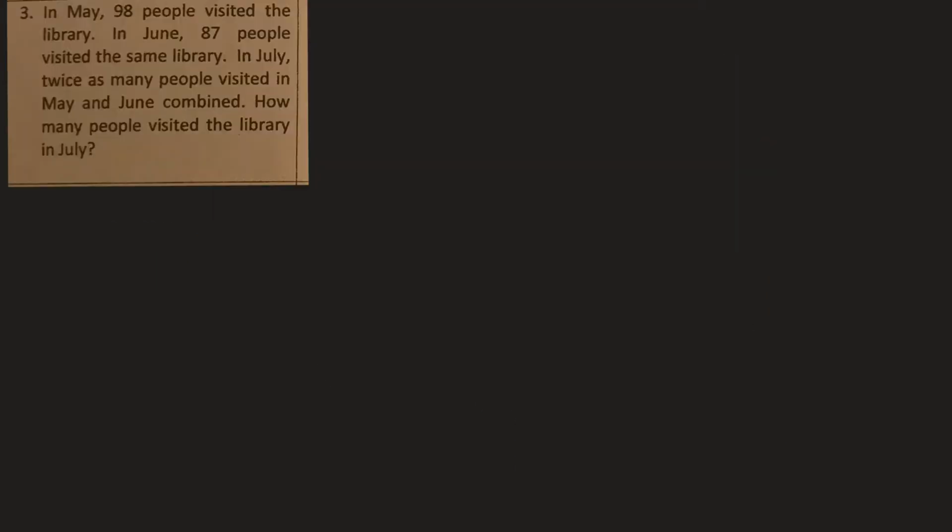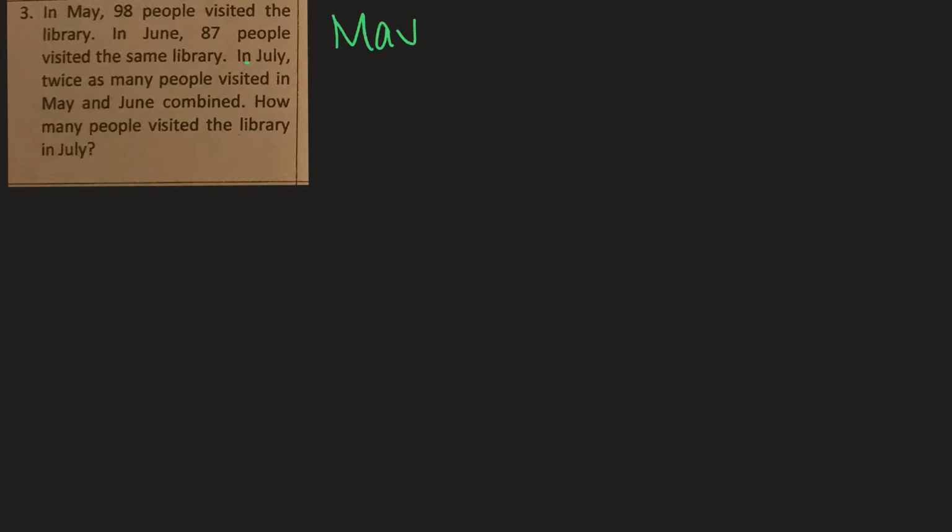Okay, number 3. In May, 98 people visited the library. In June, 87 people visited the same library. In July, twice as many people visited in May and June combined. How many people visited the library in July? Man, that's a lot of information. So let's make a chart.